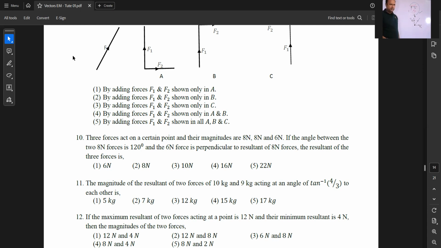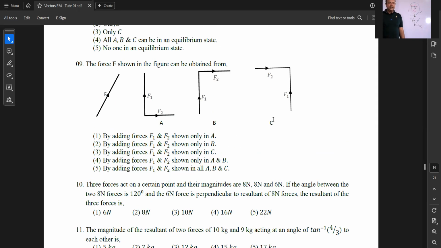In the earlier question, answer C. If we don't change the side of it, sir, then we can't take it. No, we can change. According to the question, it is clearly asked: the force F shown in the figure can be obtained from these. Therefore, we can obtain it.